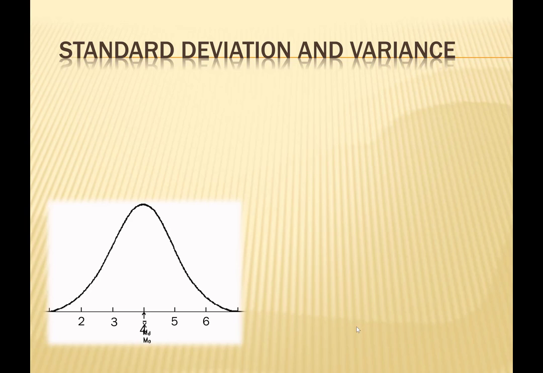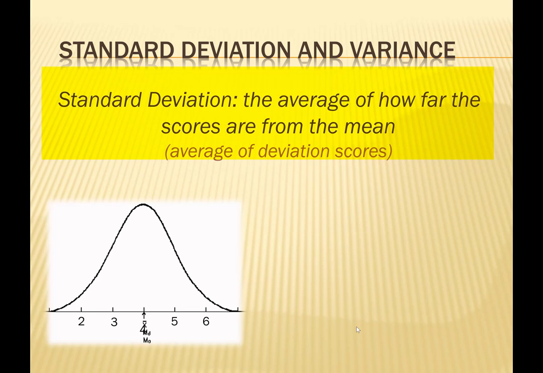Let's move now over to normal distribution, right? In interval or ratio data, or numerical data, that's normally distributed, we calculate a standard deviation. The definition of standard deviation is that it's the average of how far the scores are from the mean. So it's the average of deviation scores.